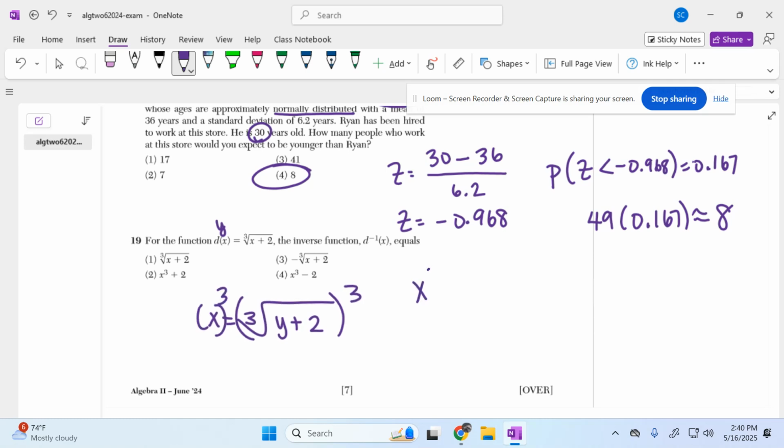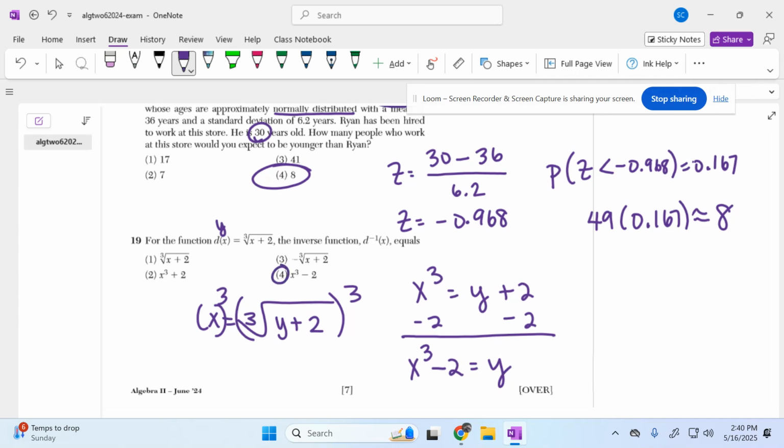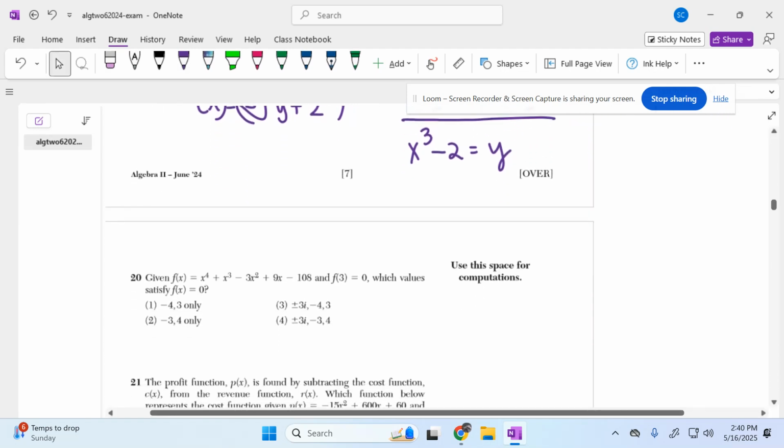So we'd wind up getting x cubed is equal to y plus 2. We then can quickly just subtract the 2 to the other side. And we get our inverse, which is x cubed minus 2 equals y, or d to the negative 1 of x. And we wind up circling choice 4 and moving on. Since this is multiple choice, you could have also tried to do this using the calculator. You could have graphed the original and all your choices and looked to see which one was a reflection over the line y equals x.